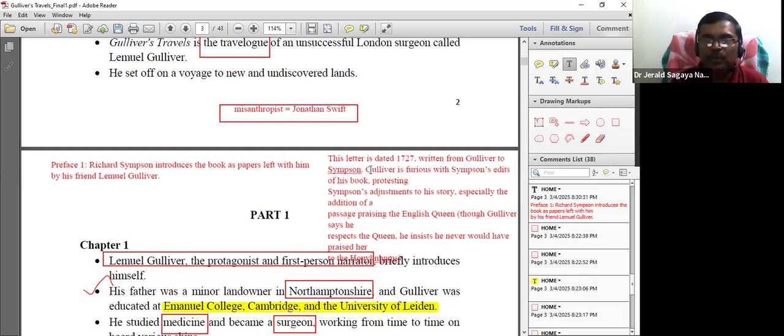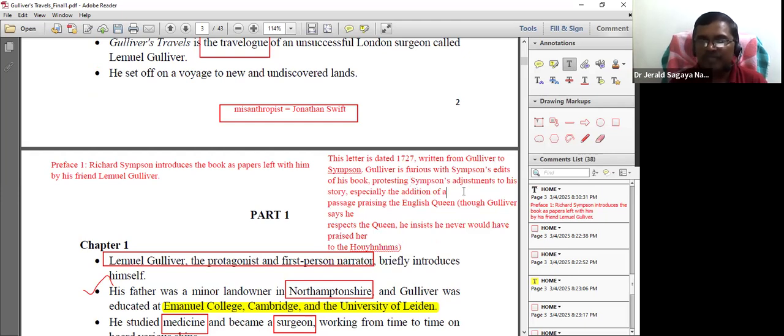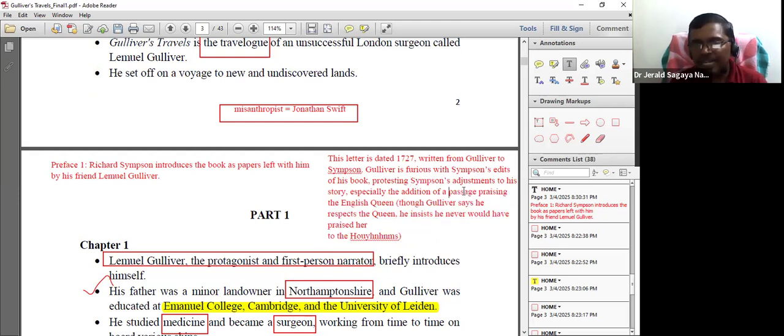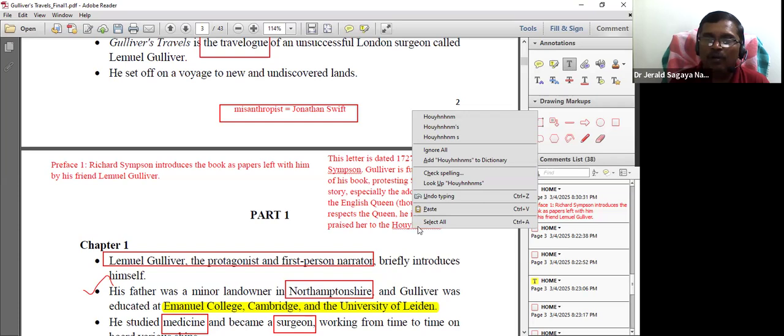Simpson happened to add some passages in the 4th book, as to Gulliver praising Queen Elizabeth to the people in Houyhnhnms.